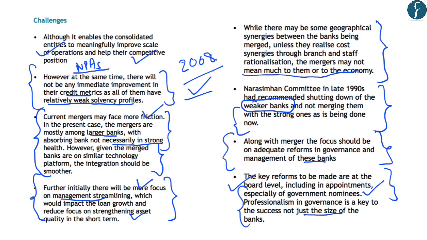So, in such a scenario, just creating large banks is not enough, and the main focus of the government should be on improving the governance of these banks. And there should be more professionalism in the governance of these banks. So, these were a few points related to the merger of the banks. What was the logic behind such a merger? And what are the likely challenges to be faced after such mergers?